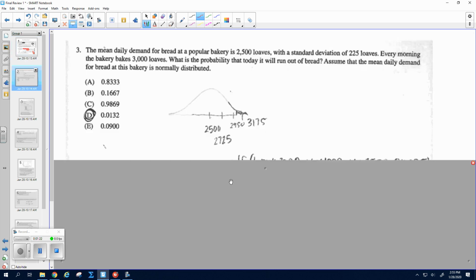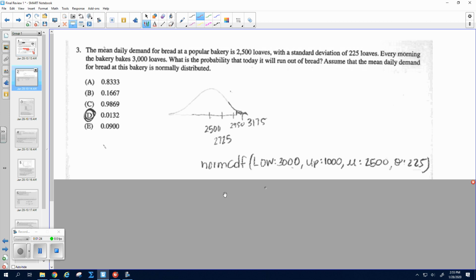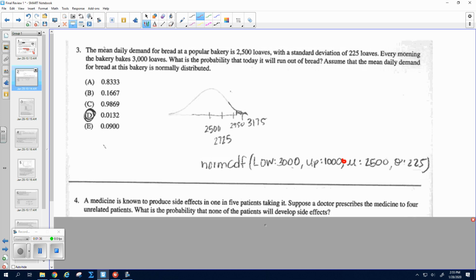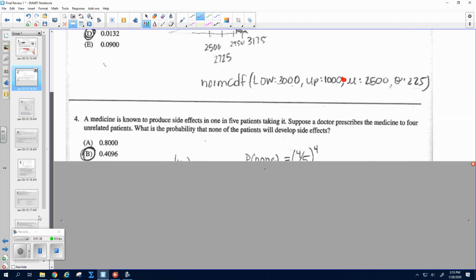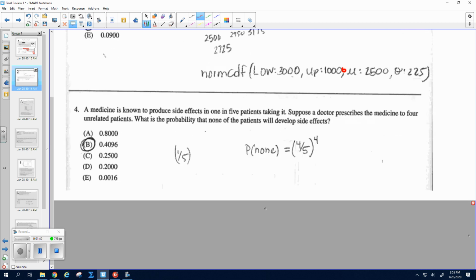Number three, we just do norm CDF. Your lower bound is 3,000 because that's when we're going to run out, up to a big number, probably should have put like 10,000. Mean is 2,500, standard deviation is 225, and you get D. Number four, so 1 in 5 have side effects. We want them to not have side effects, all 4 of them. And so that's 4/5 to the 4th power, which is B.